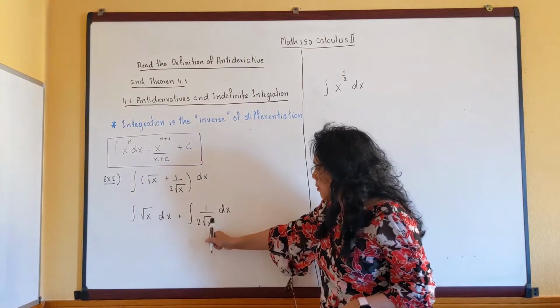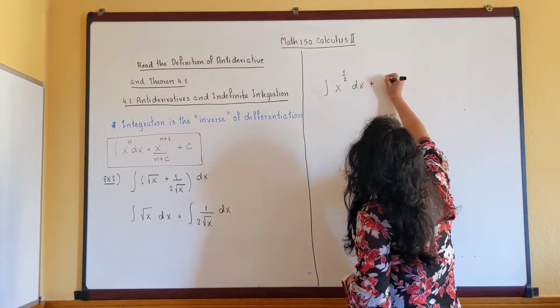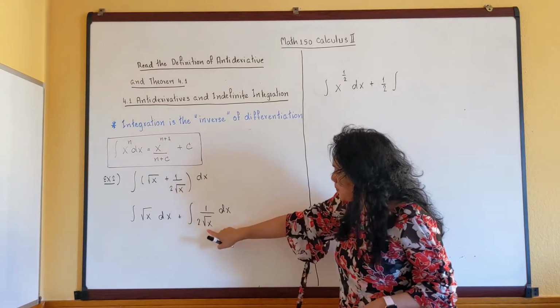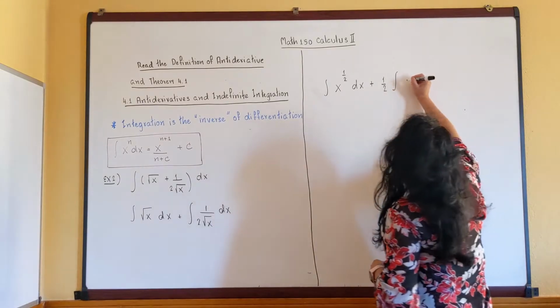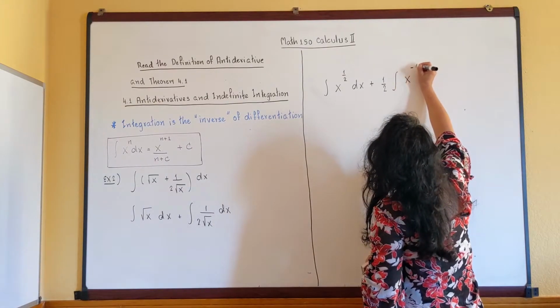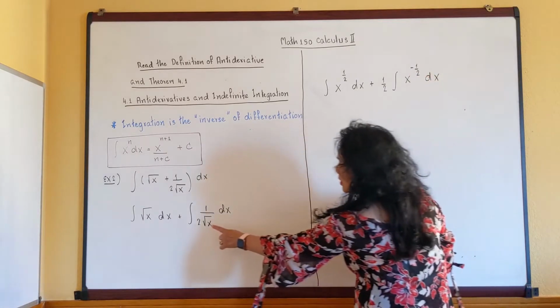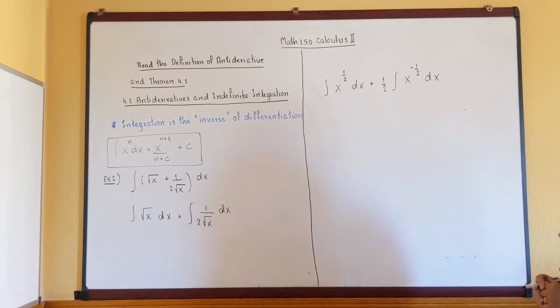And for the second term, I'm going to bring out the 1/2 because it's constant. However, this one is x to the 1/2. If I bring it to the numerator, I'm going to have x to the negative 1/2 dx, because this is x to the 1/2 and I bring it up. Alright, now I can apply the formula because I have a variable raised to some exponential.